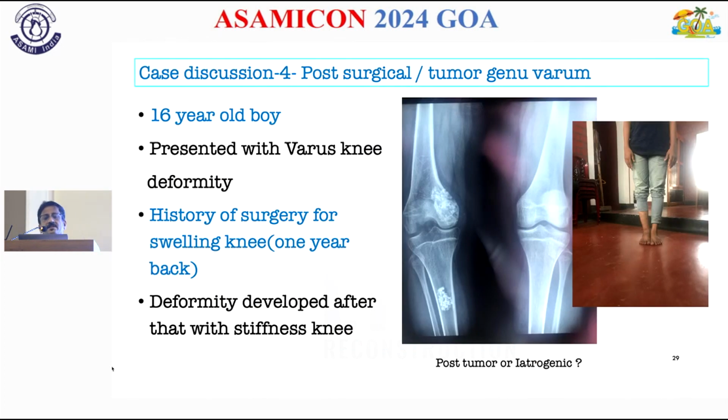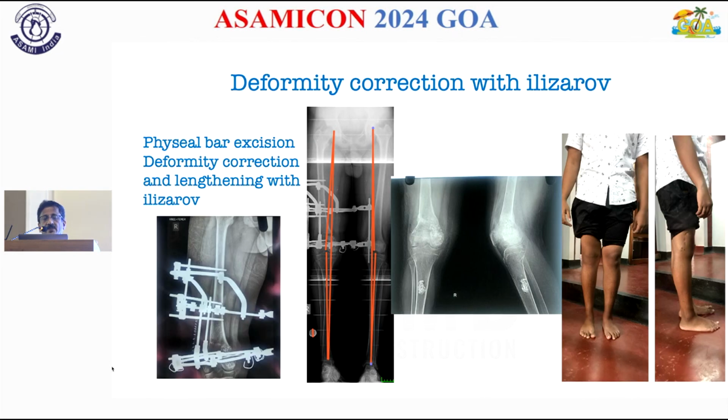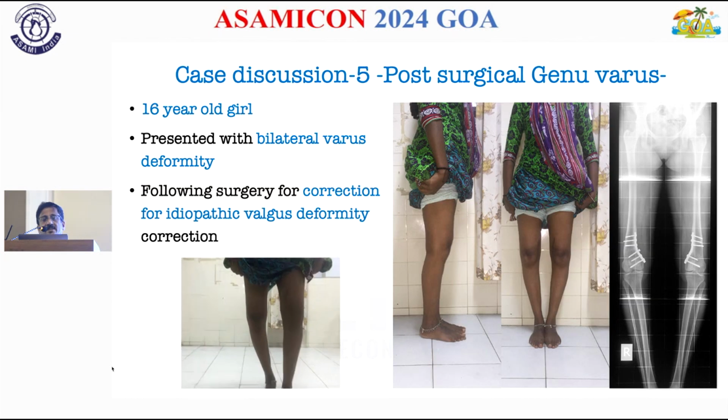And another case, a 16-year-old boy presented with varus knee, and he had a history of surgery for swelling of the knee. So a deformity developed following the surgery. And you can see these are the X-rays where he has a distal femoral varus and LLD and a flexion contracture. And the deformity was corrected using mechanical axis planning with the Elizarov, and lengthening was also done. And fibular bar resection also in that case.